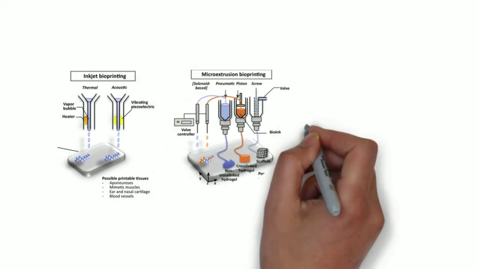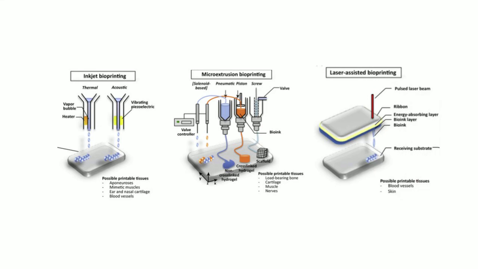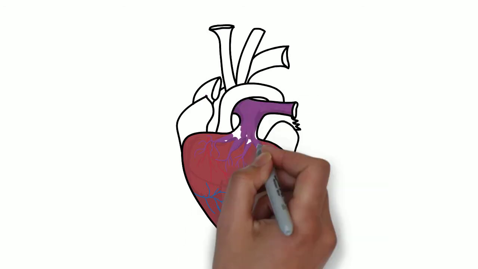Inkjet dispenses the materials drop by drop. Microextrusion releases the substances through a syringe, and laser-assisted uses a light projector to solidify hydrogels correctly to form shapes. The organ is then transplanted into the human body.